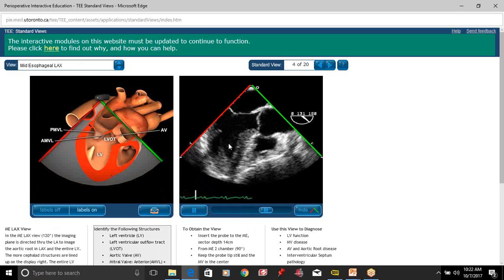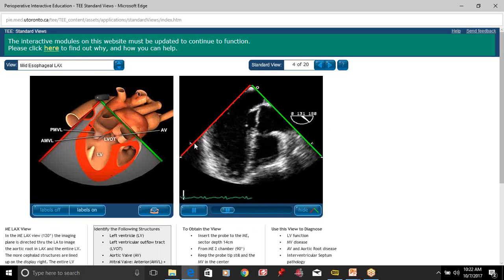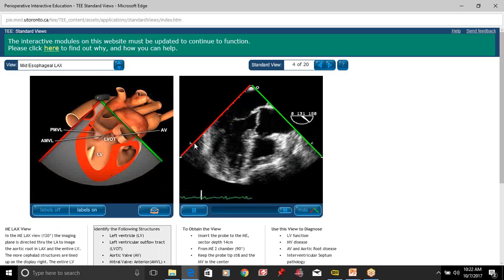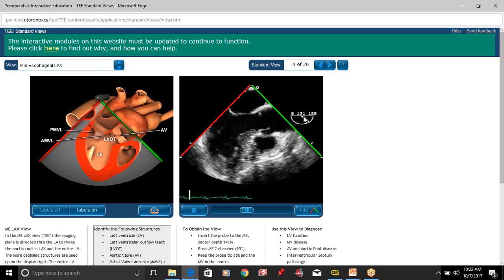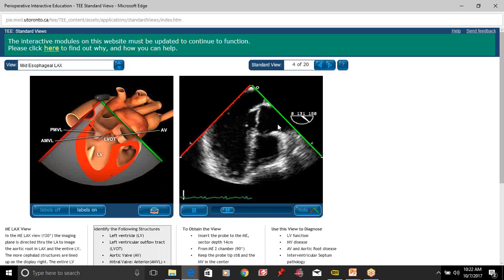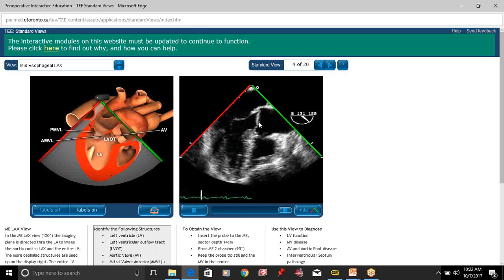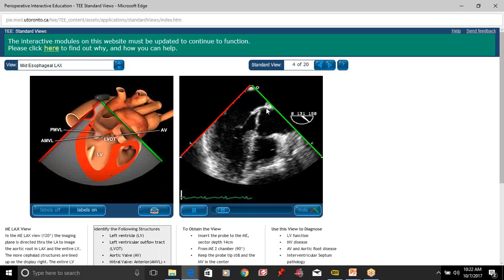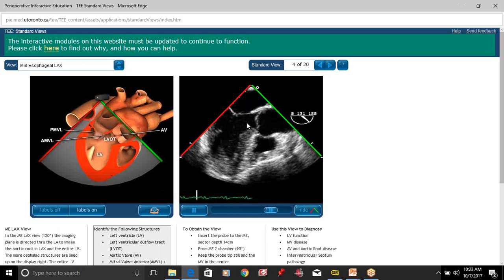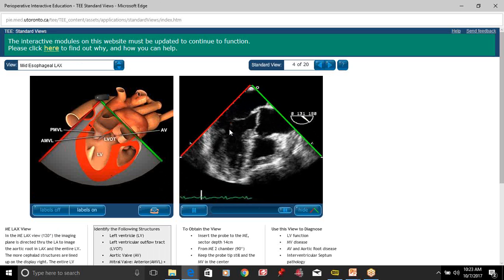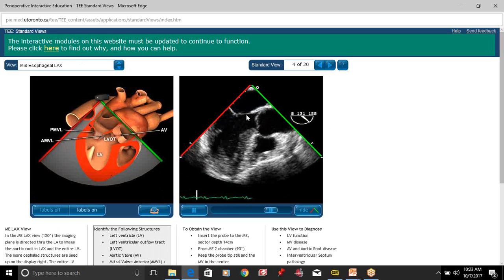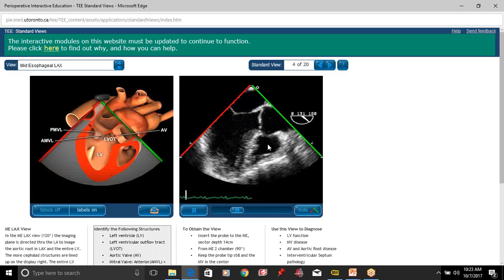So number 4, this is a very important view. If they're going to put something, they're going to put something on this view. At your mid-esophageal position, it's about 130 to 135 degrees. In this view, you can see your aortic valve, the aortic root, and the ascending aorta. Your left ventricular outflow tract, left ventricular cavity. This is your anterior mitral leaflet, posterior mitral leaflet, left atrium. Very important view. And of course, this is your right ventricular outflow tract.